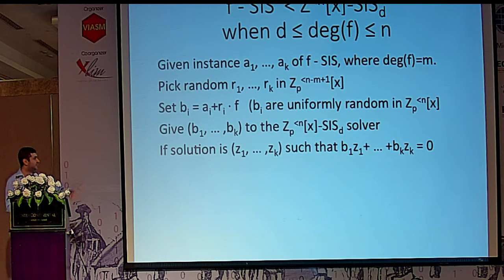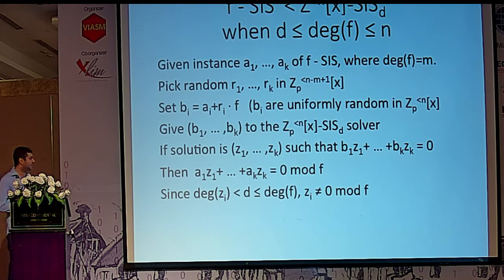And then I give this to the solver, and he gives me some solution so that this equals 0, but not mod F, and then I just reduce mod F. Then this is 0 mod F, and if F has the right expansion factor, then it's actually going to be a solution mod F. And since the degree of z_i is smaller, these are non-zero. So actually, it's quite a simple reduction. You just take the input you're given, give it to our new oracle, and just reduce his result mod F.